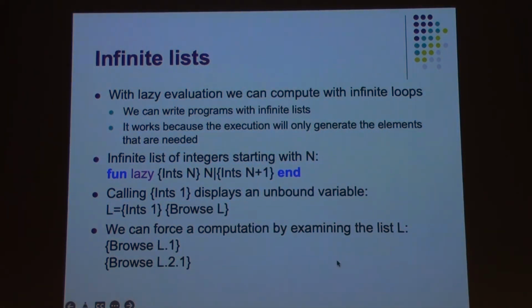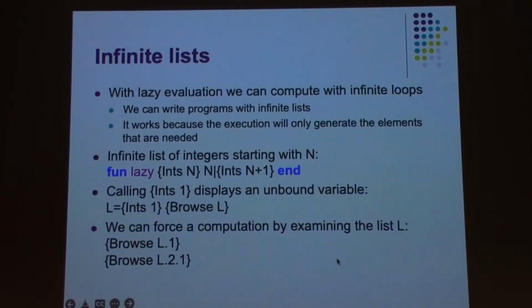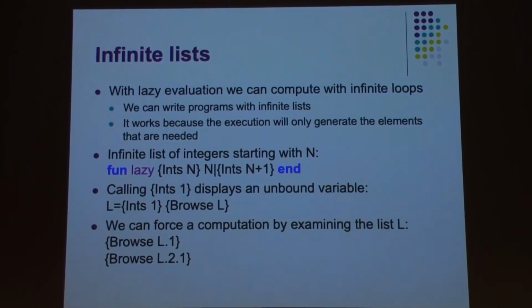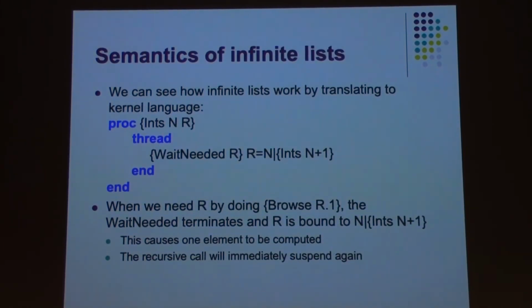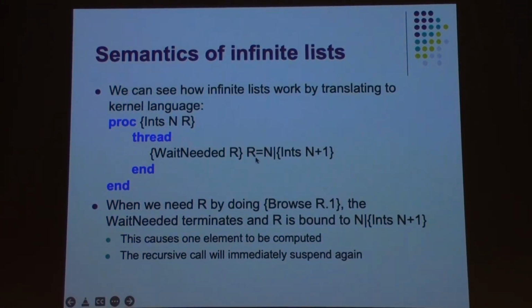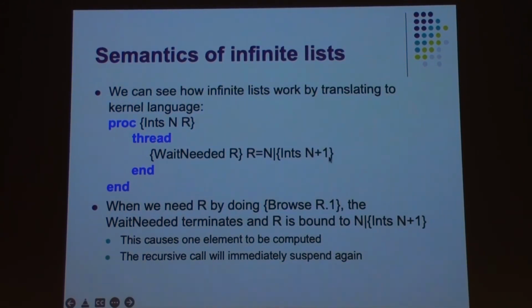Okay, I have to explain to you exactly how it works. Normally you already understand this because it's just using wait needed. But let me explain explicitly how this works to help you understand. Let's translate ints into kernel language. So ints n becomes ints n r, thread end, wait needed r equals n bar ints n plus 1. Okay, that's how it's translated. But it's a recursive call here. Notice this is recursive. That means this recursive ints is also lazy.